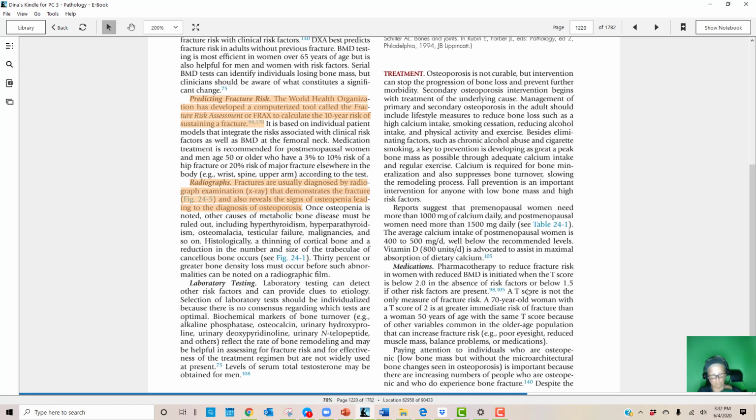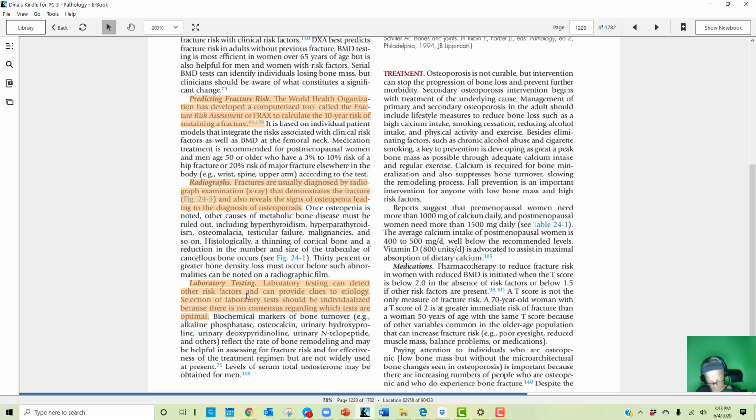Histologically, a thinning of cortical bone and a reduction in the number and size of the trabeculae of cancellous bone occurs. See Figure 24.1. A 30% or greater bone density loss must occur before such abnormalities can be noted on a radiographic film.